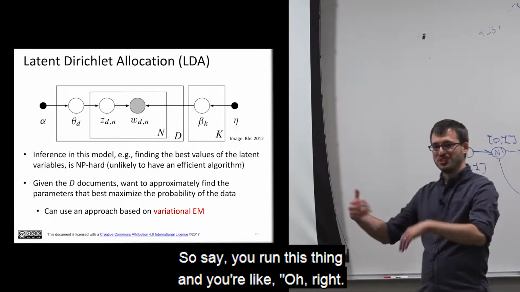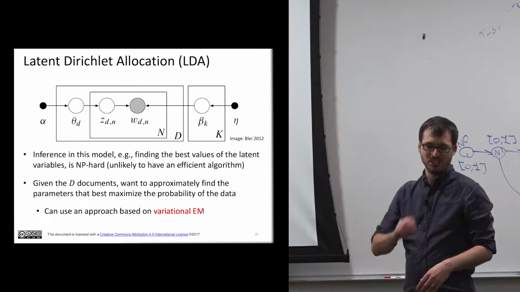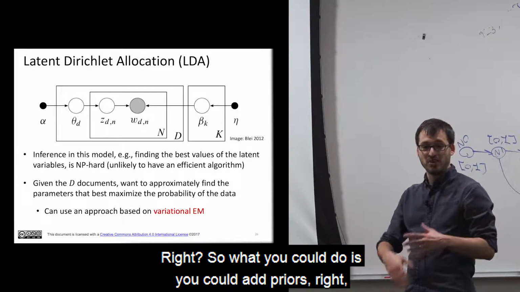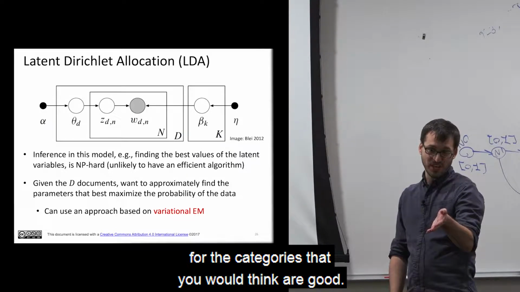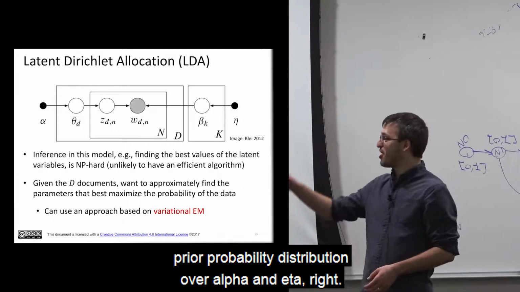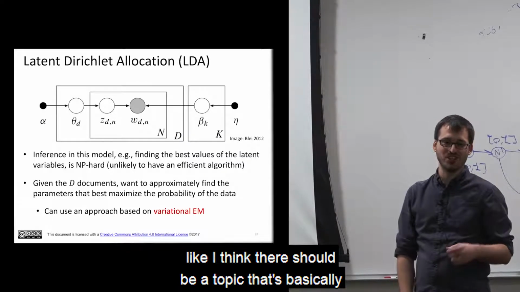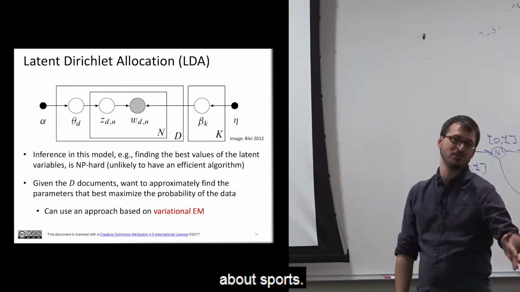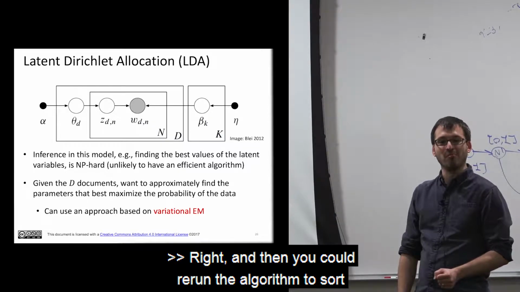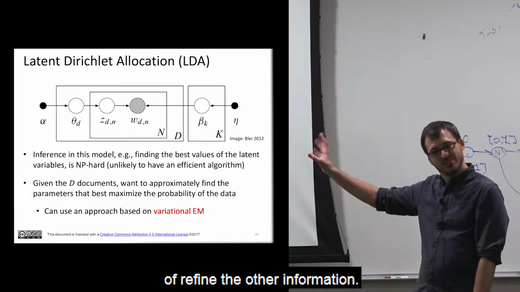Yeah. So you run this thing, and you get some good categories here, but these other ones don't make so much sense, right? So what you could do is add priors for the categories that you think are good. A prior probability distribution over alpha and eta, like in the MAP estimation. I think there should be a topic that's basically about sports, and then you could rerun the algorithm to refine the other information.